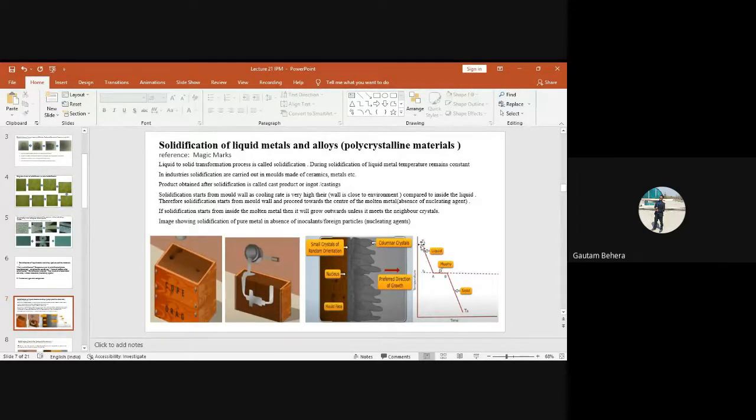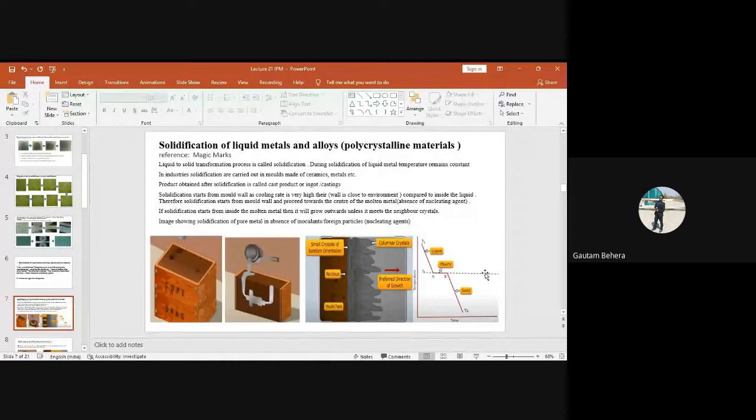And just have a look. This is a plot between temperature of the liquid and time, or temperature versus time. This is a cooling curve. You can say this is nothing but a cooling curve for solidification. You can see TL is the liquidus temperature, and this is the melting point.